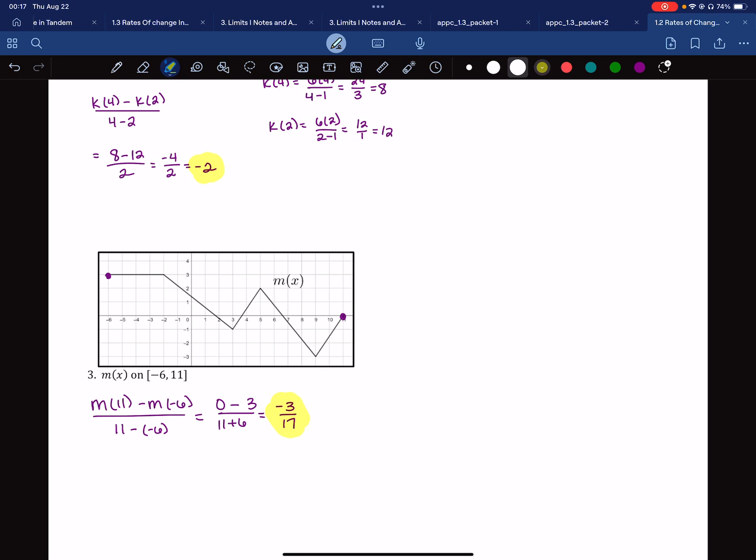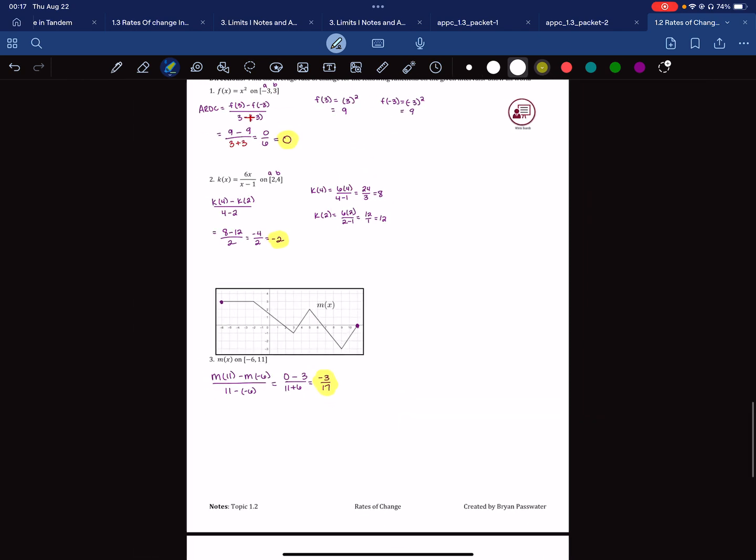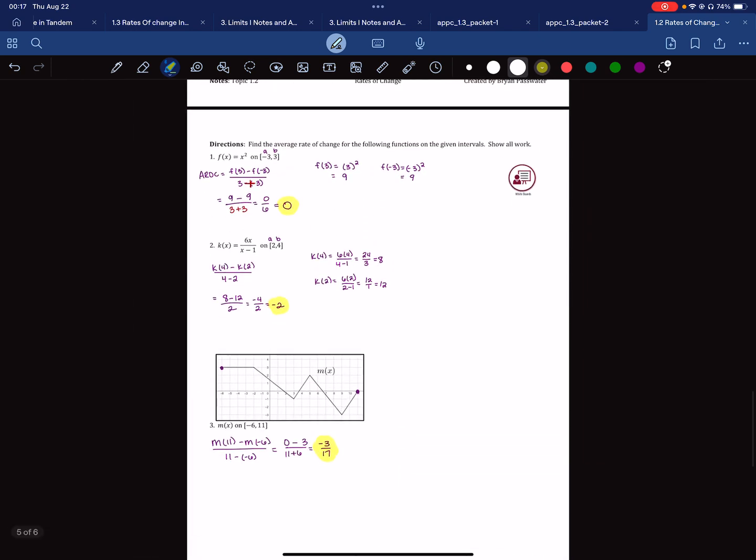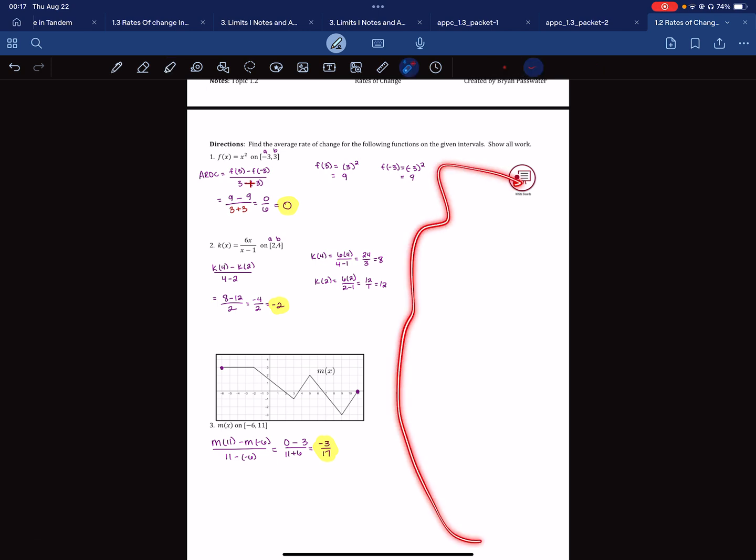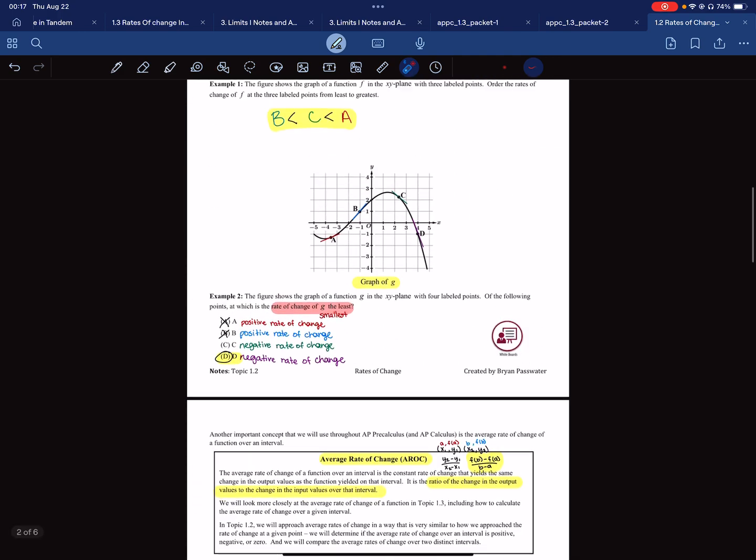So if you have any questions over anything that we've done in these notes, please write them down here or next to the question you have or the example you have the question. That way you can ask me in class on Friday. Okay, so hopefully this wasn't too bad.